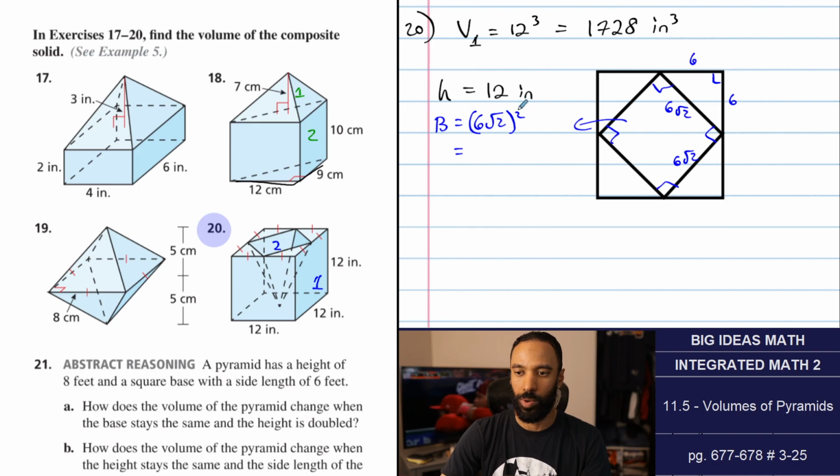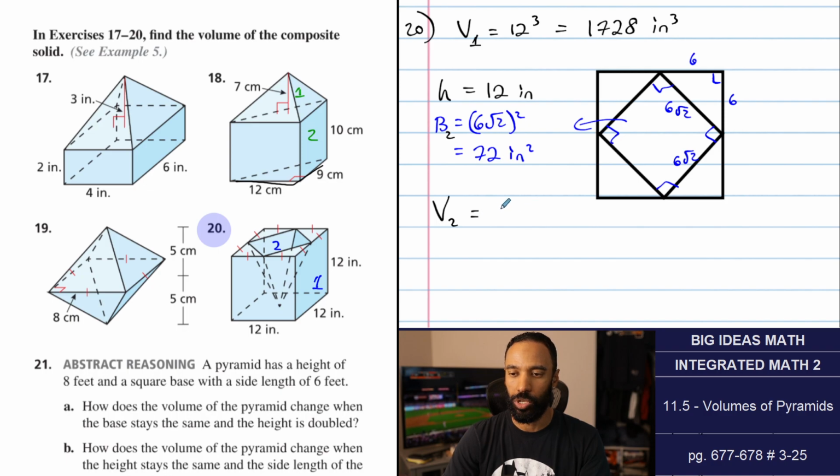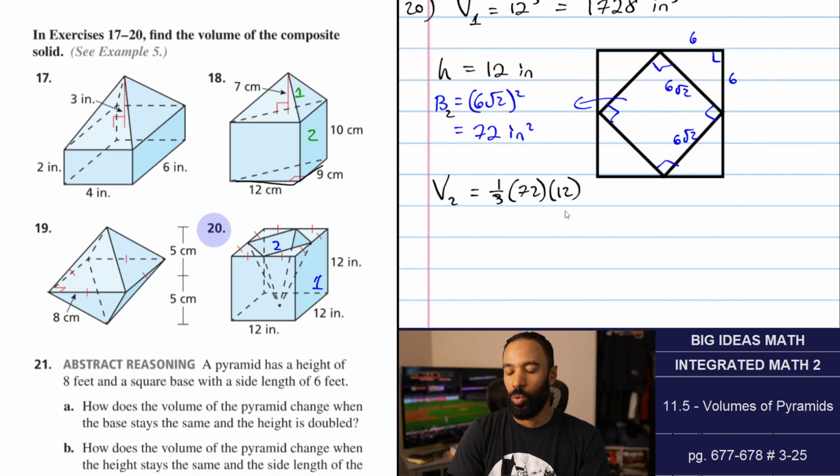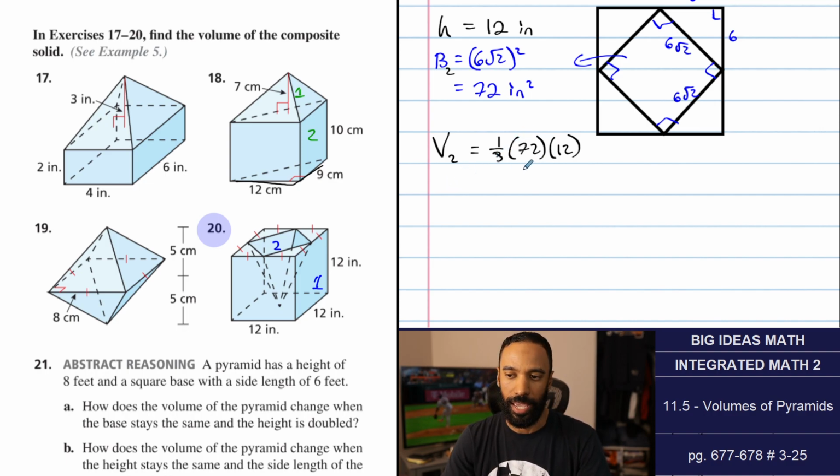And 6 squared is 36, root 2 squared is 2. So you get 72 square inches. So that's the area of the base. When we find the volume of object 2, it's going to be 1/3 area of base times height. 1/3 of 72 is 24. 24 times 12 is double 12 squared, so 288.